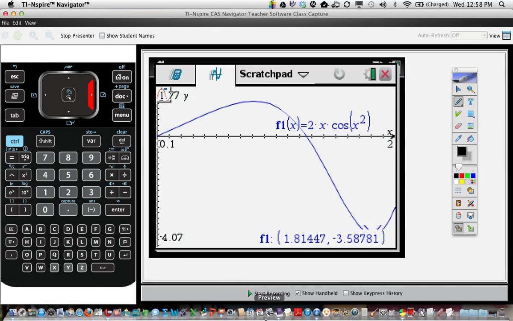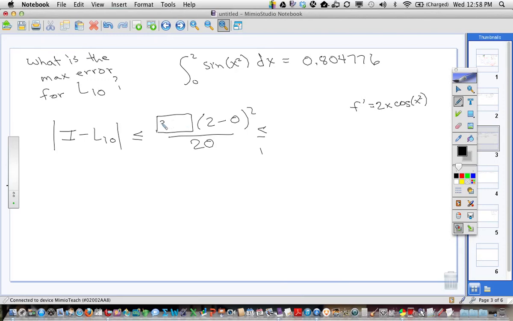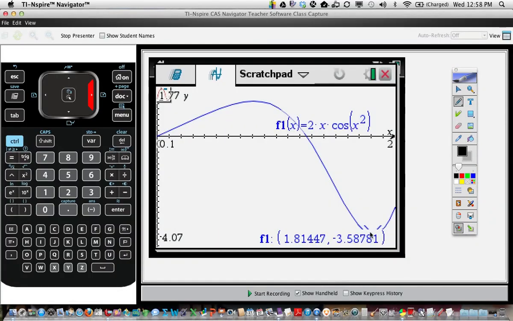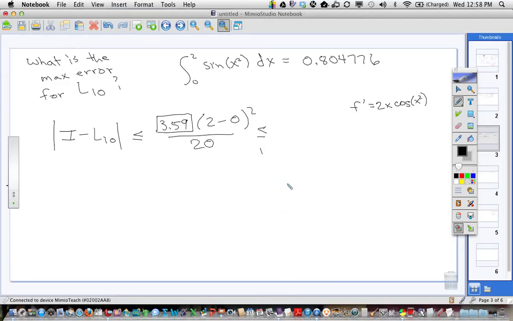Okay, so back to our notes. Right here, we're going to put 3.59. Because now, when we plug it into this formula, keep in mind what's happening: we're pretending that this function has that slope the whole time. We can clearly tell from the graph it does not. It does not have a slope of 3.59 the whole time. But we're doing worst case scenario. We want an ironclad guarantee of the accuracy of our answer.